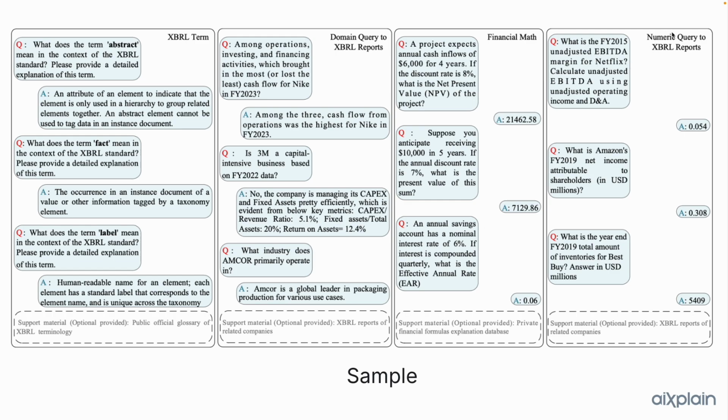And the fourth kind of questions is the ones that combine domain knowledge that can be found in XBRL reports, and based on these reports also perform financial formulas. So this is the case: what is the fiscal 2015 unadjusted EBITDA margin of Netflix? And they ask here to calculate the unadjusted EBITDA using unadjusted operating income and the D&A. Based on this, the agent needs to go through XBRL reports, find the information there about the EBITDA margin for Netflix, and based on this, perform some mathematical operations to get to the final number.